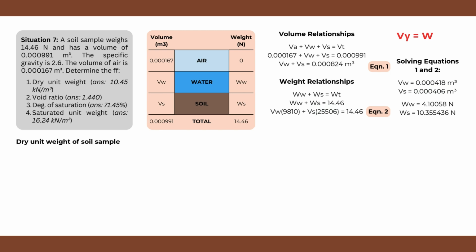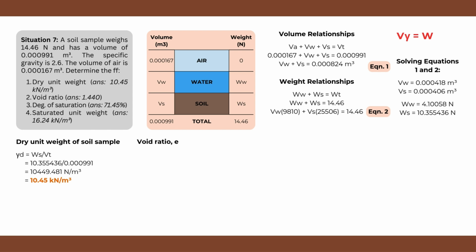Sabi ko nga kanina, ang dry unit weight natin is just the weight of soil solids over total volume. So, plug in lang natin yung values and we'll get 10,449.481 newtons per cubic meter. Or converting it to a much simpler form, the answer is 10.45 kilonewtons per cubic meter.